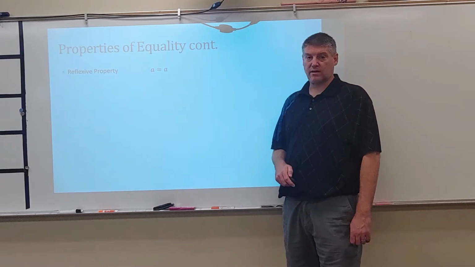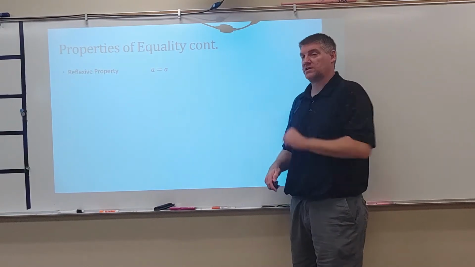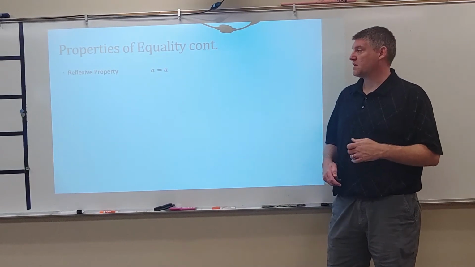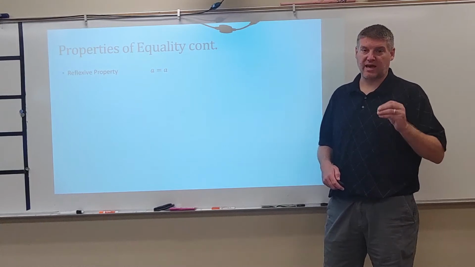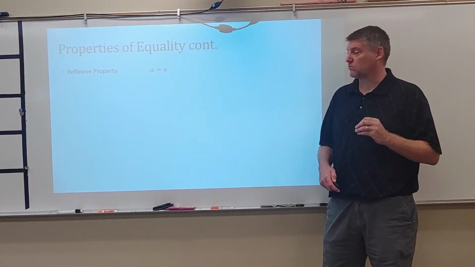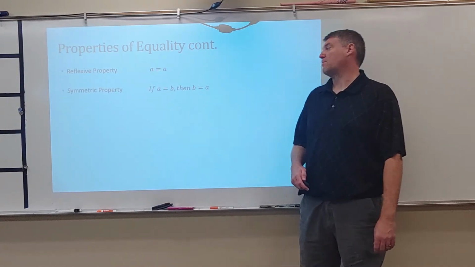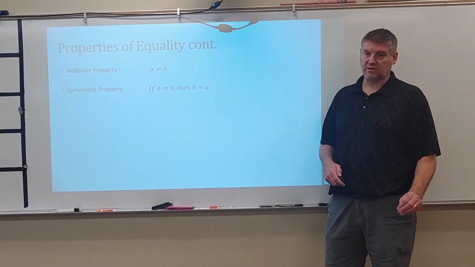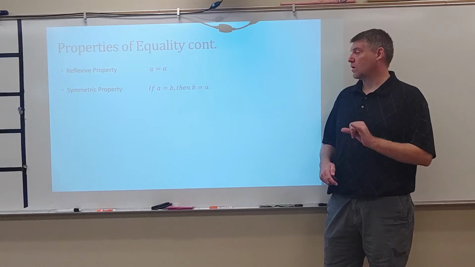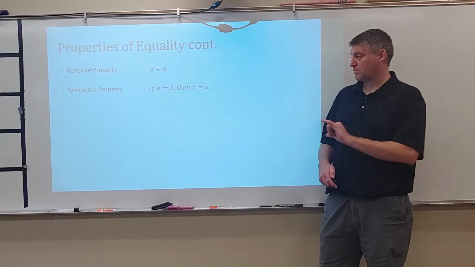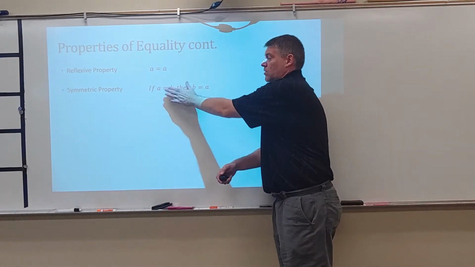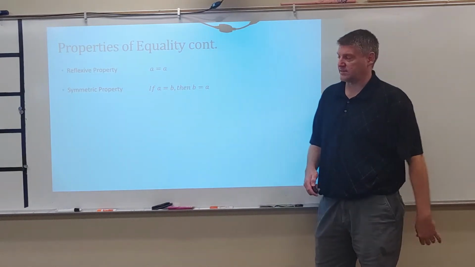Reflexive property, A equals A. This is really important in geometry because there are going to be times where we have to state that an item is equal to itself or congruent to itself. Symmetric property, if A equals B, then B equals A. So we can flip that around. It doesn't matter order. So the left side can go to the right side, and the right side can go to the left.